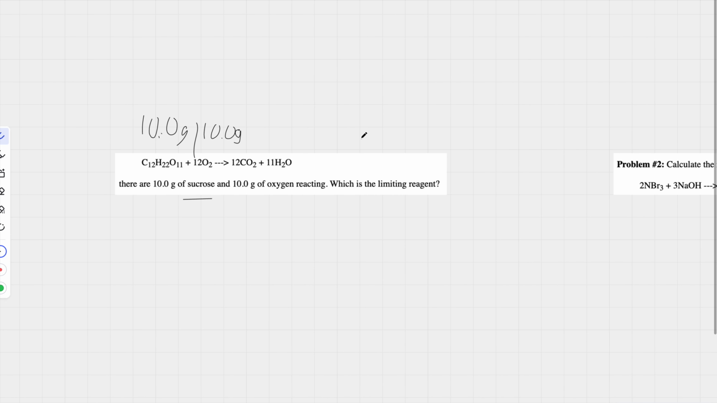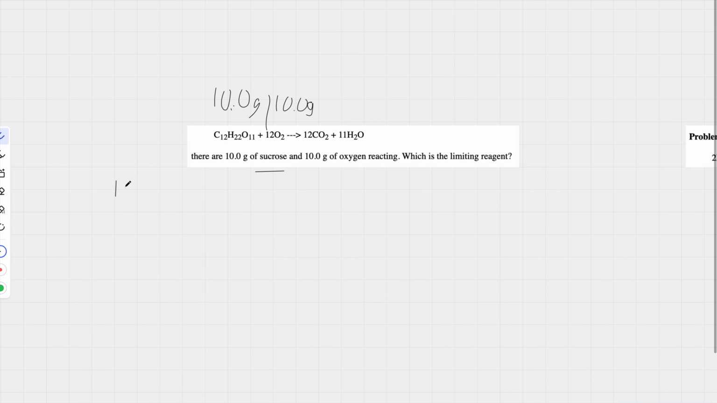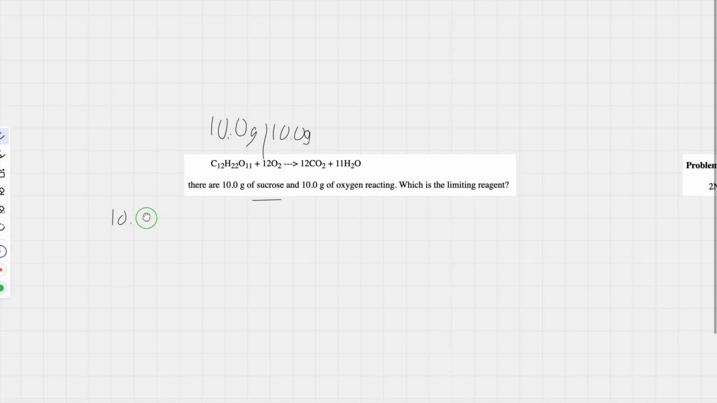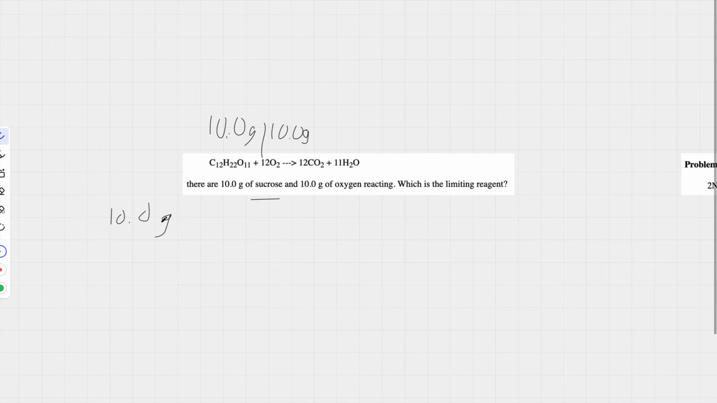Okay, so now we're asked to find the limiting reactant. In order to do that, we first have to convert these two values into another substance in the equation. So let's say carbon dioxide. We first convert one of these to either carbon dioxide or water. In this case, I'm going to do carbon dioxide. So you start with 10 grams of sucrose.